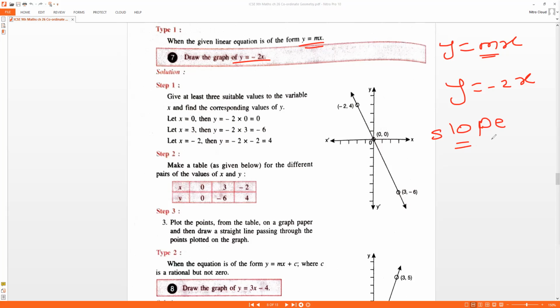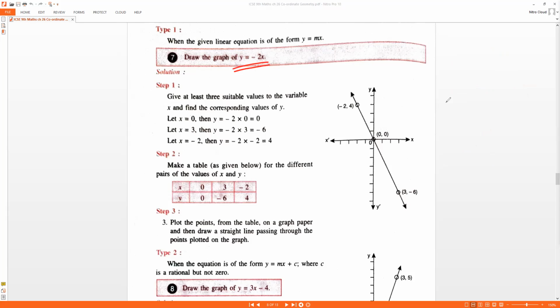Slope is nothing but change in y coordinate divided by change in x coordinate, y dash minus y upon x dash minus x. That we will talk about later. So let us say we have this equation given and we have to plot the graph.